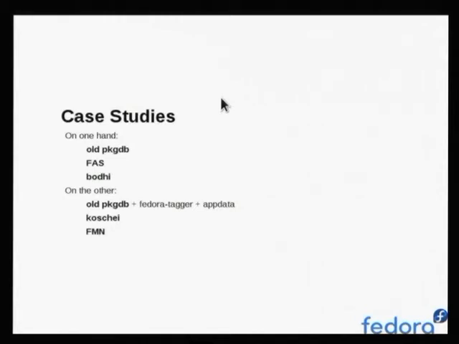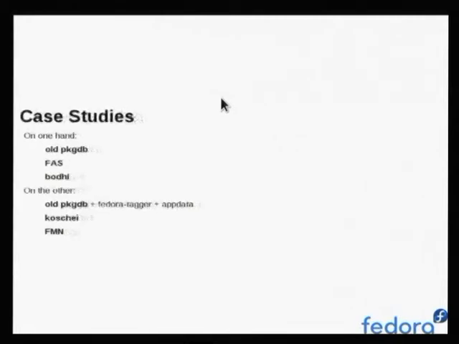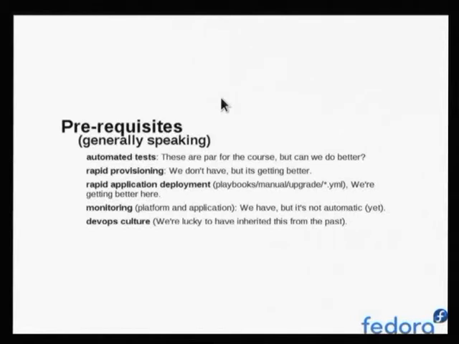Like Koschei is composed of four different services that all have different things that they're responsible for in the process of doing that continuous integration. So we're headed down this path already of doing a microservices split up in Fedora infrastructure, and we're well on our way through it. But if we want to take it further, I think there are some prerequisites that we would need to meet. We're well on our way on some of them and not very well on our way on some others.